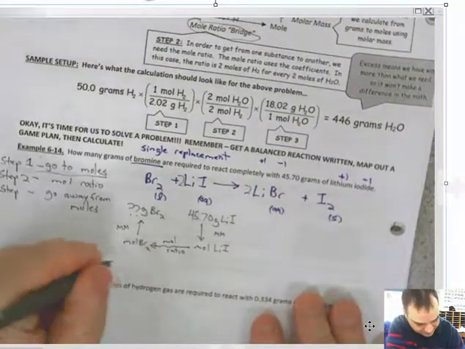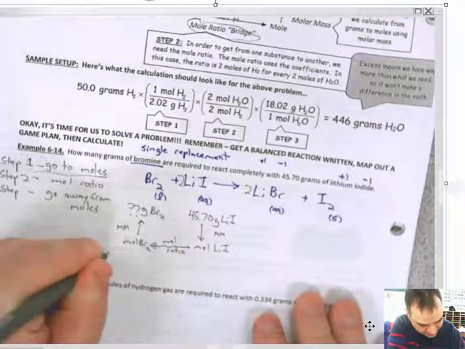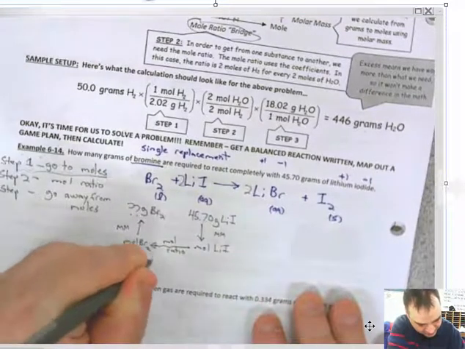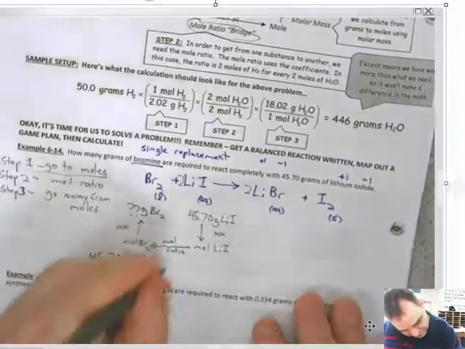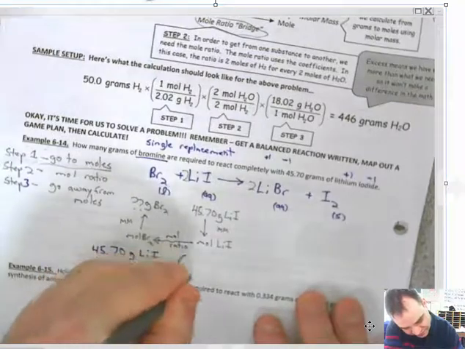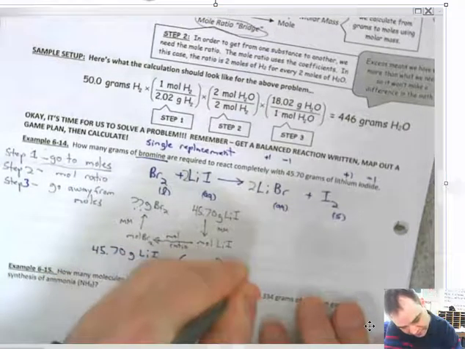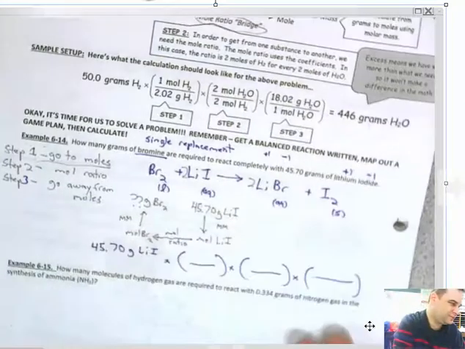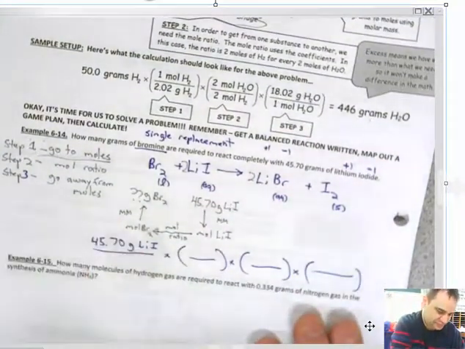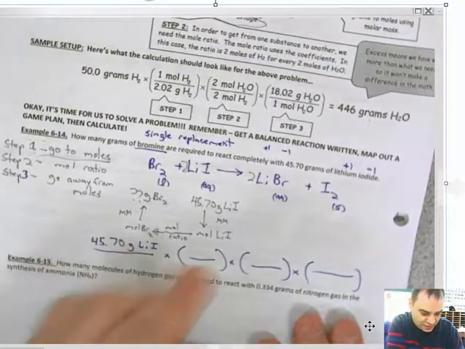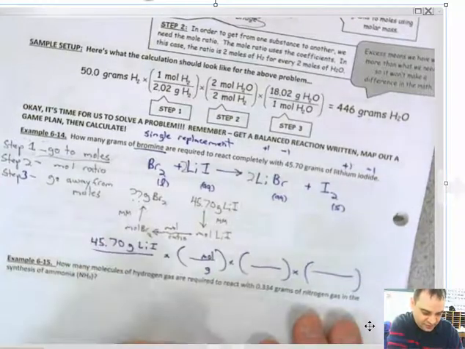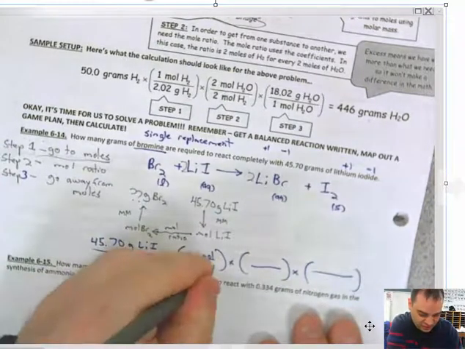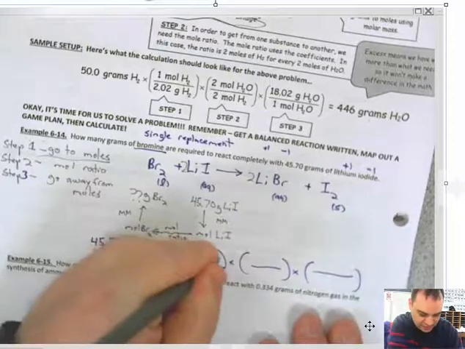So we are starting off with 45.70 grams of lithium iodide. I have drawn 3 arrows, right? So there are going to be 3 steps. Okay. Grams on the top, grams on the bottom. What am I going to convert to? Moles. These units are different, so we're going to use the same substance, lithium iodide and lithium iodide.